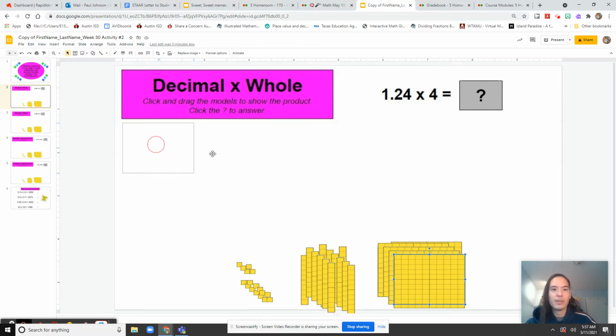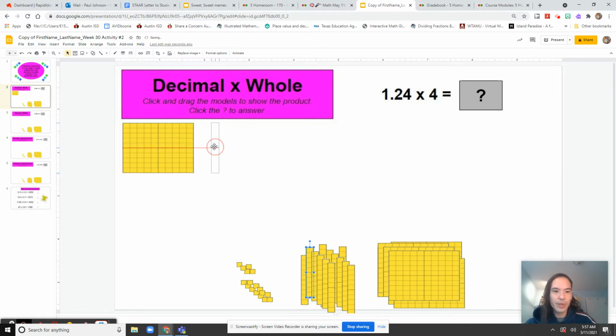All right. So there's one group. And remember today, since we're doing multiplication, copy and pasting might be a little bit easier. So I'm going to make one group first, right? One group of 1 and 24 hundredths. So I have one whole, 2/10, and 4 hundredths. All right, so there's one group of 1 and 24 hundredths.